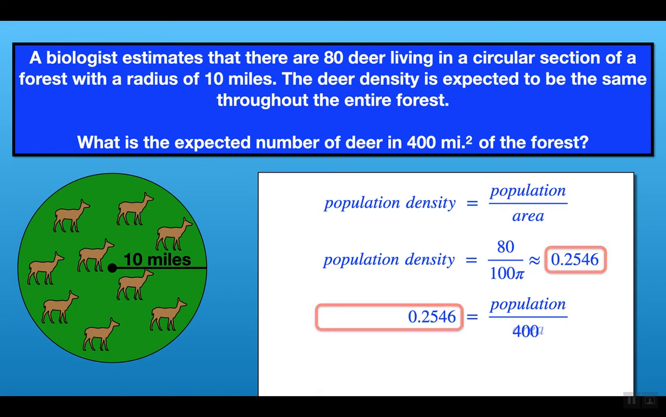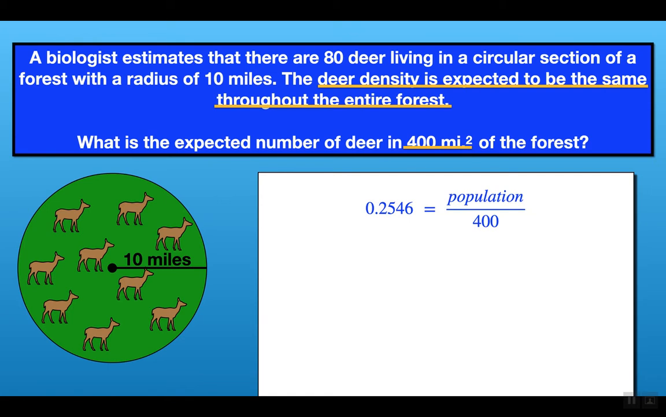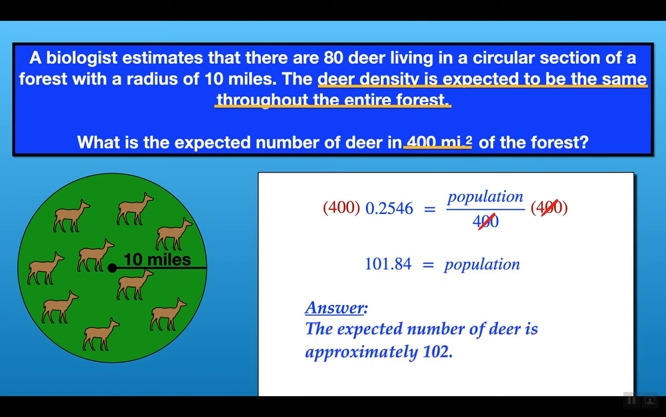Now the only thing left to do is to solve for population. We're going to do that by multiplying both sides of the equation by 400. On the left-hand side, when you multiply 400 times 0.2546, you're going to get the population, which is 101.84. Let's round that number to the nearest whole number, and that'll give us our answer, which is that the expected number of deer is approximately 102.